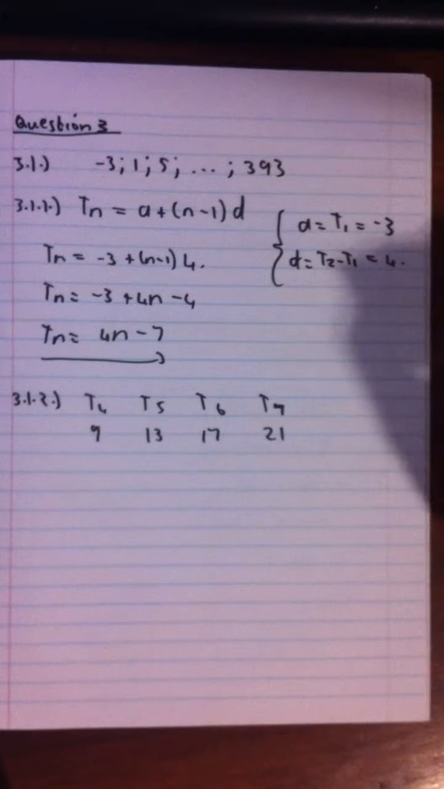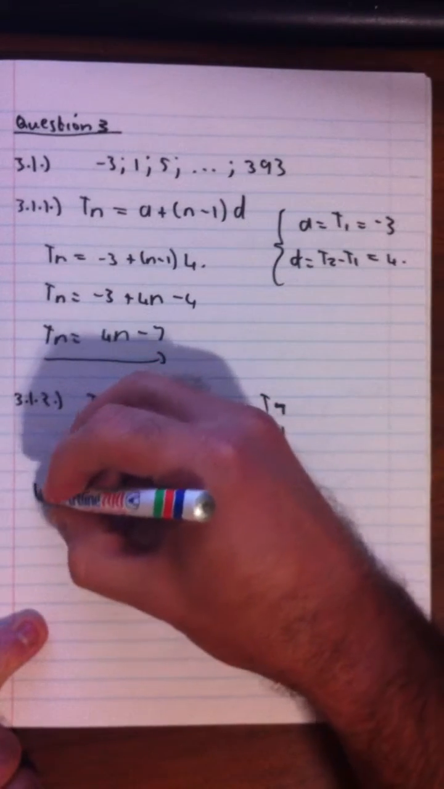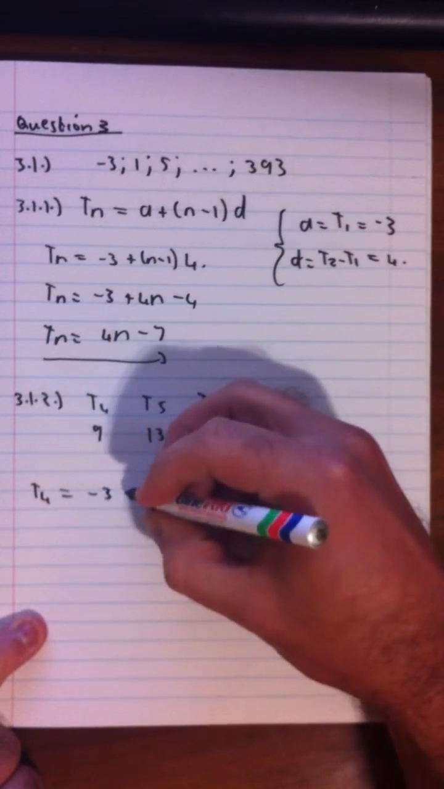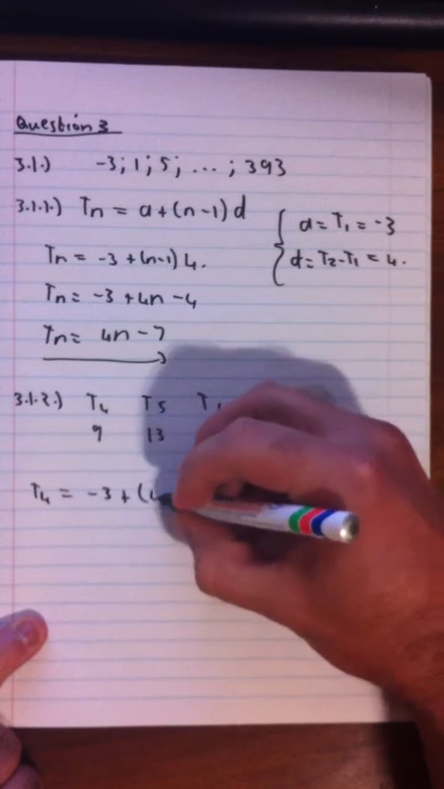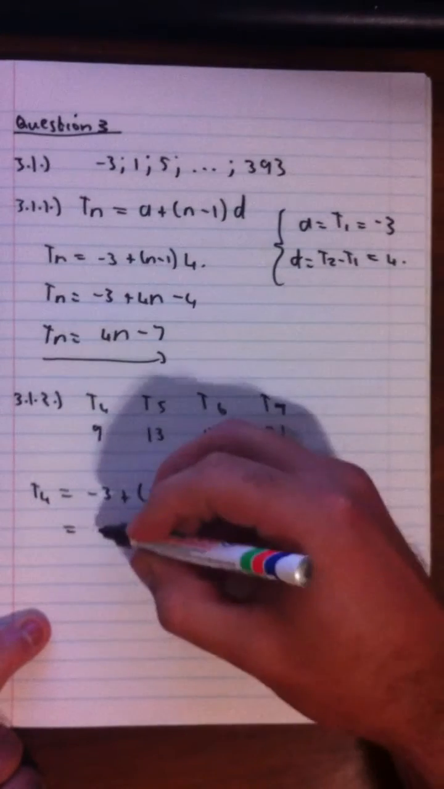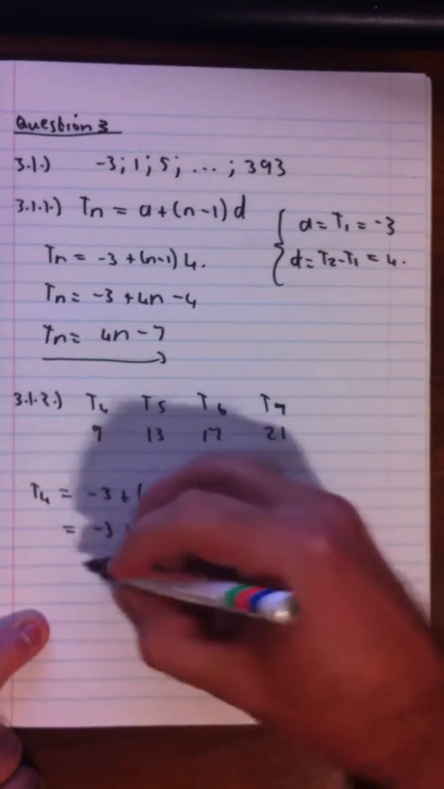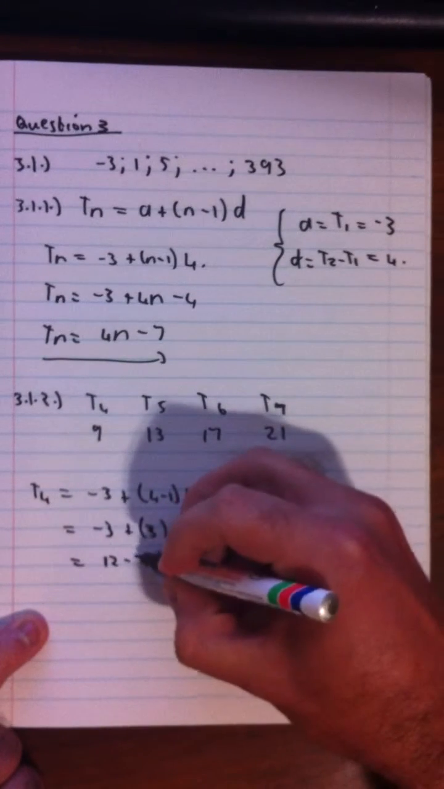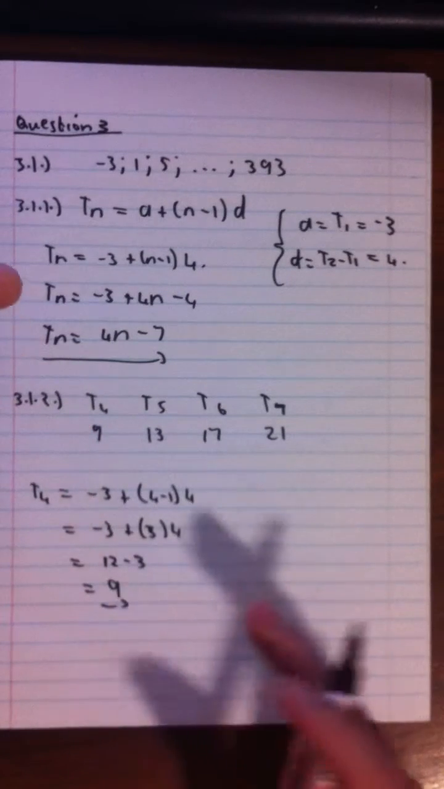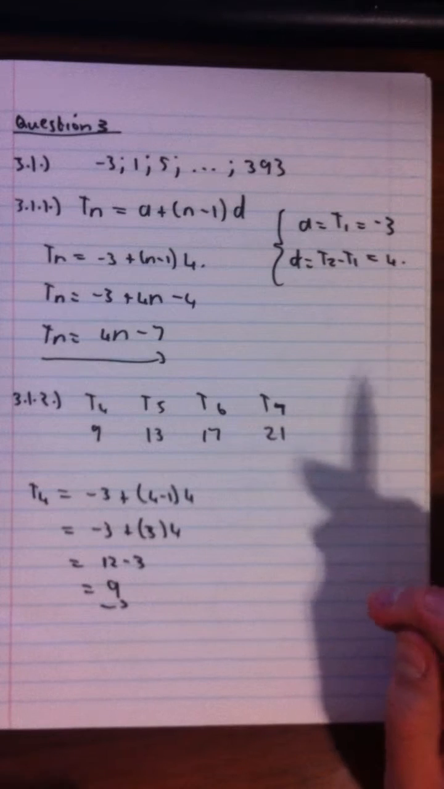And that's your answer. You could also work it out the long way, which would still be right. We can say that, for instance, term 4 is equal to -3 plus 4 minus 1, times common difference, which is 4. That is equal to -3 plus 4 minus 1 is 3 times 4, so that's 12 minus 3 equals 9. And you see it corresponds exactly to what we just said from adding 4 each time. So that's another way to do it. Okay, and that's your answer for the next 4 terms.